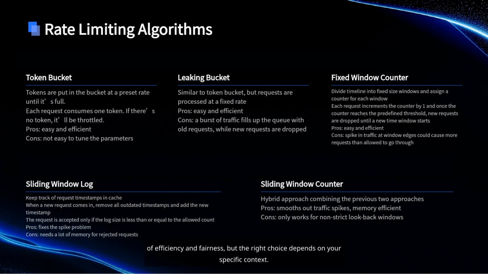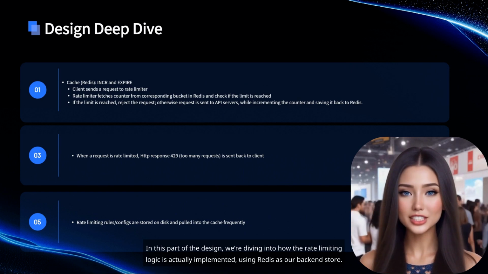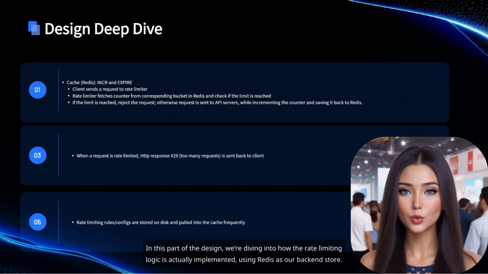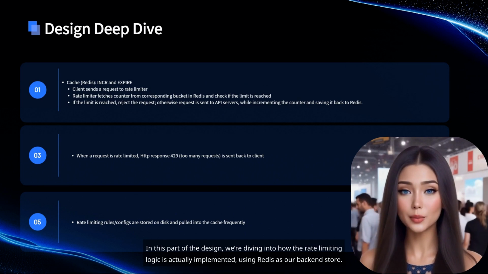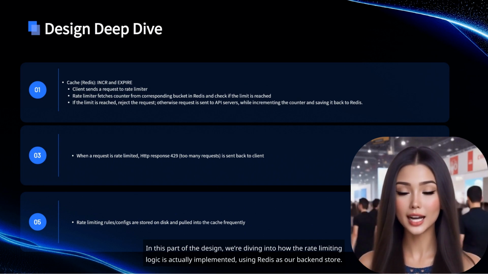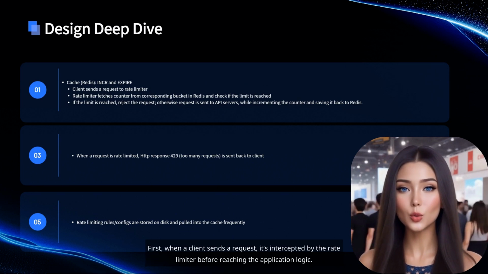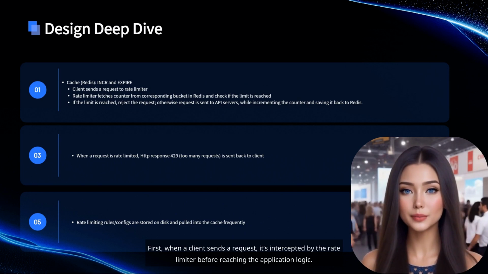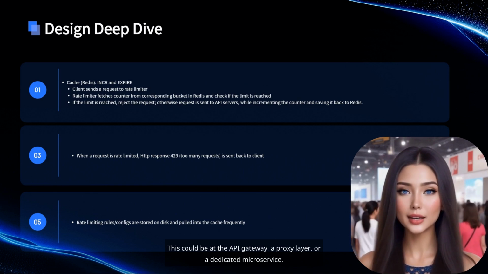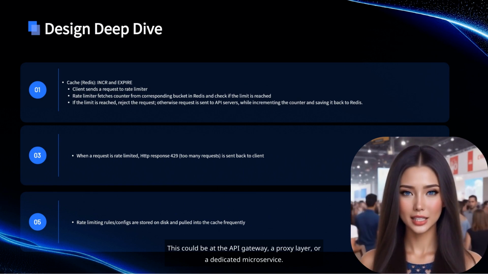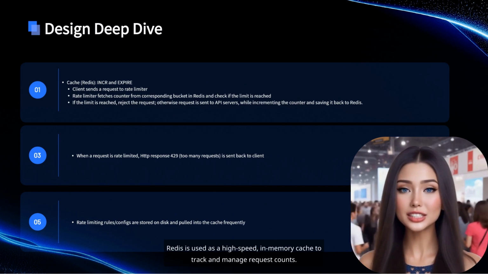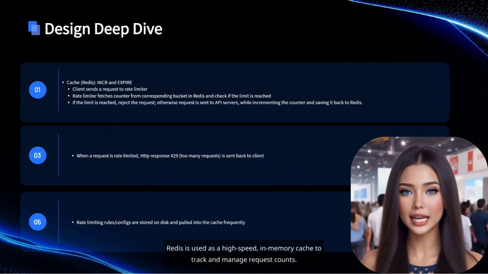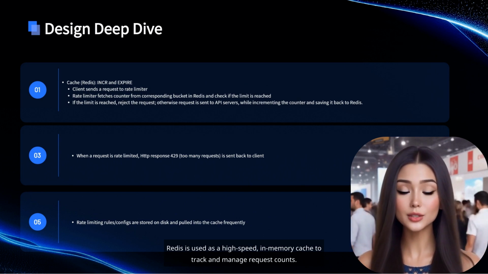on your specific context. In this part of the design, we're diving into how the rate-limiting logic is actually implemented, using Redis as our backend store. First, when a client sends a request, it's intercepted by the rate limiter before reaching the application logic. This could be at the API gateway, a proxy layer, or a dedicated microservice. Redis is used as a high-speed, in-memory cache to track and manage request counts.